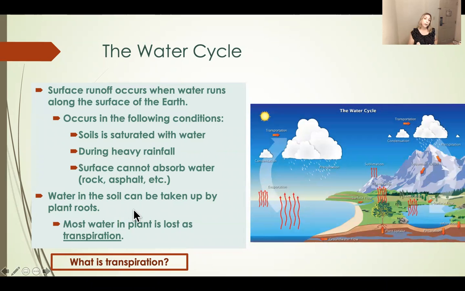Now, water that is in the soil, our groundwater, is absorbed by the roots of plants. Now, here's another term that you need to know. What is transpiration? Basically, water is taken in by the roots, travels up the stem into the leaves, and there are tiny openings in the leaves of plants called stomata. And the water can leave the plant in the form of water vapor. So let me write a definition for transpiration.